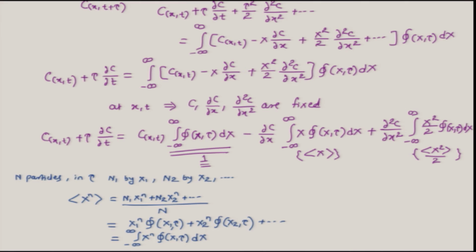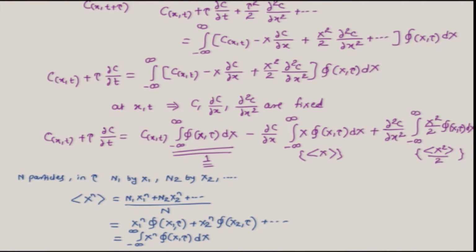So, if we write, the c of x t on the right hand side will cancel with that on the left side. And this tau, if we take it on the right hand side, we get the expression dou c by dou t equal to mean square displacement x square by 2 tau dou 2 c by dou x2 minus average of x by tau dou c by dou x.